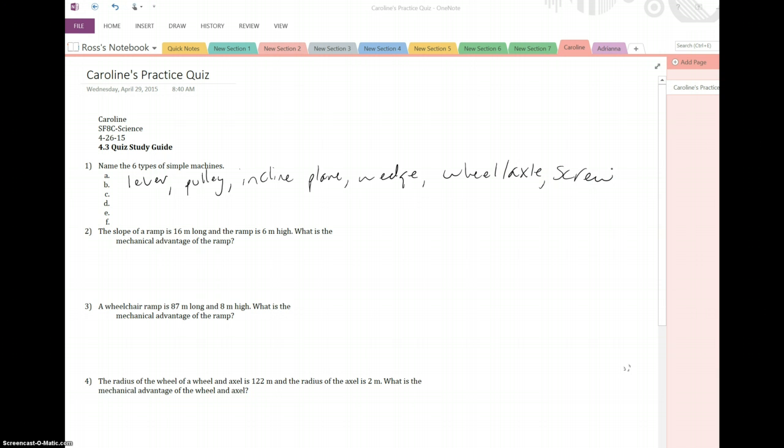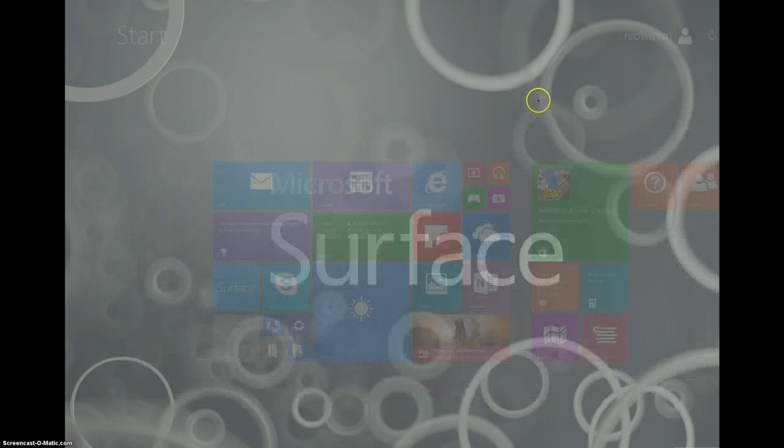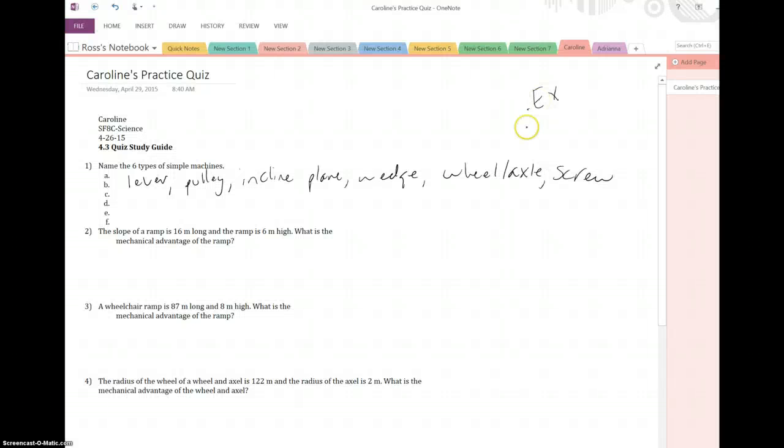What I would like you to know about each of those is probably have some information about an example. Remember, I'm just going to remind you of this. You want an example, as well as to know the mechanical advantage, as well as to know the direction for at least levers and pulleys.